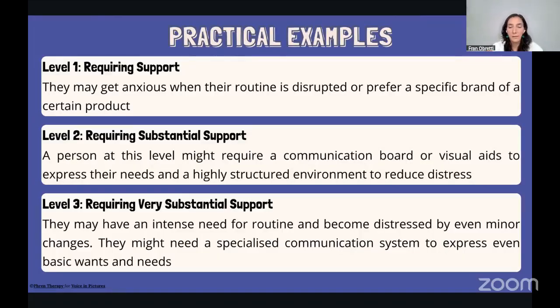At level 3, requiring very substantial support, a person at level 3 might have an intense need for routine, and even a minor change, a change in temperature, a change in weather, wearing specific clothes rather than others might be a cause of distress. They might need a specialized communication system, oftentimes through technology, to be able to express even the most basic needs and wants.